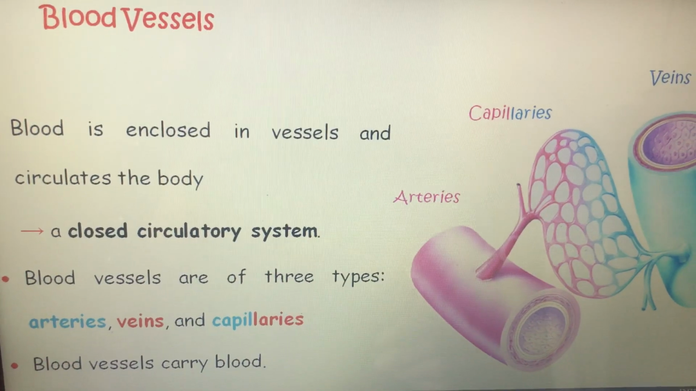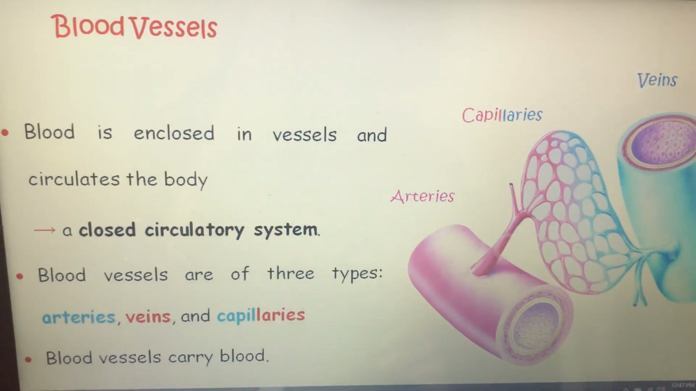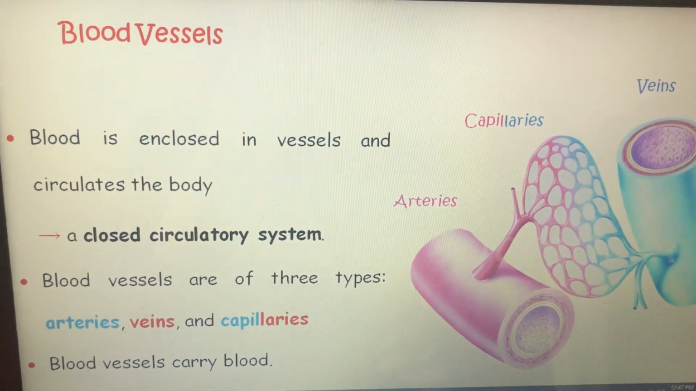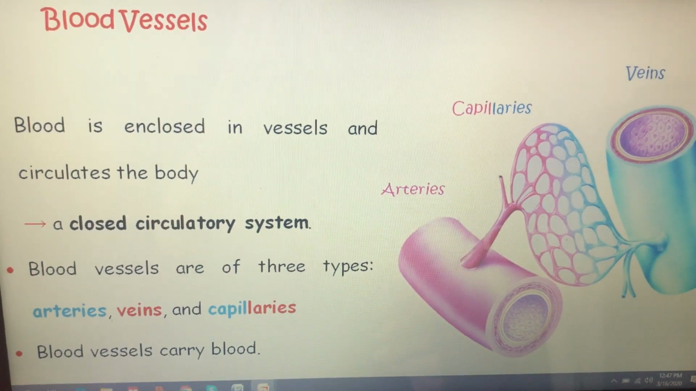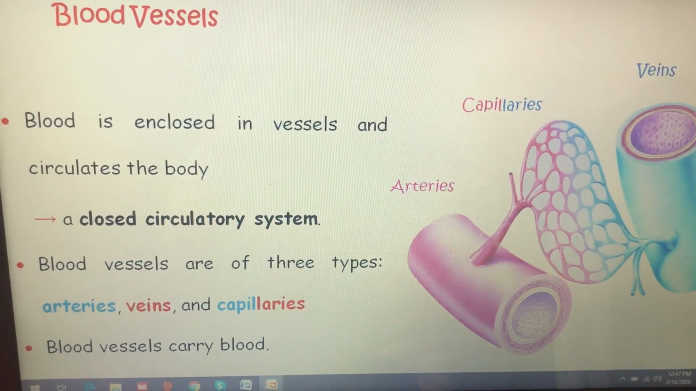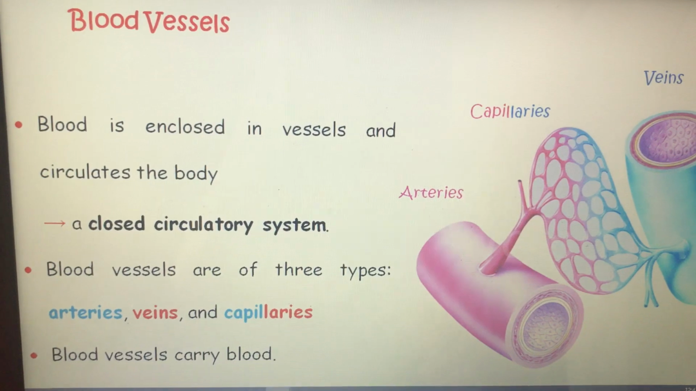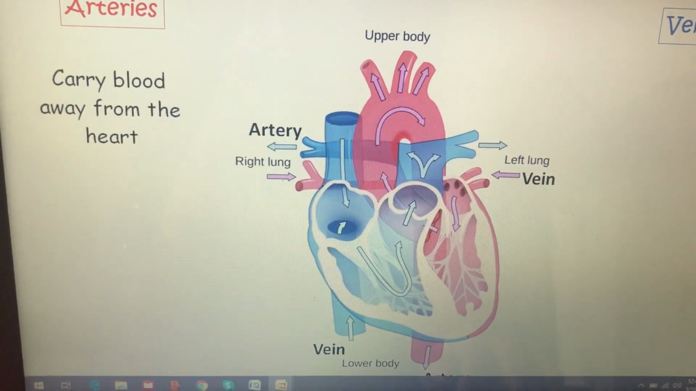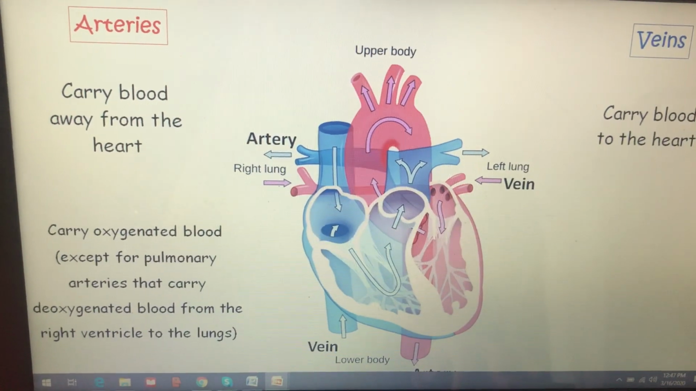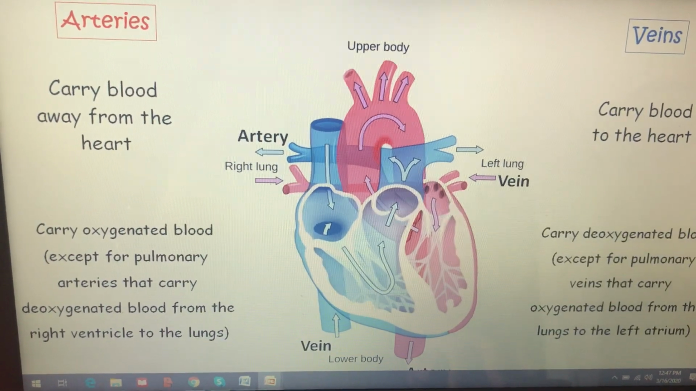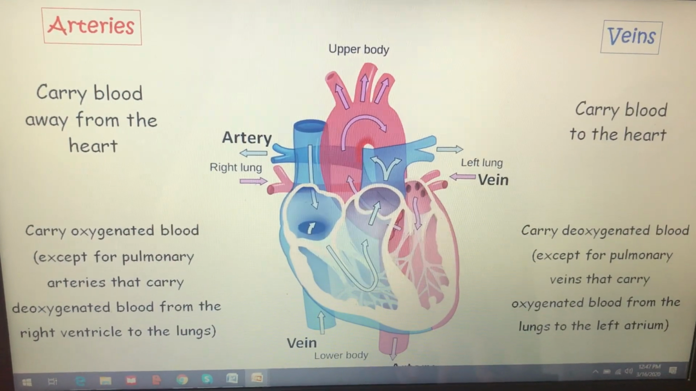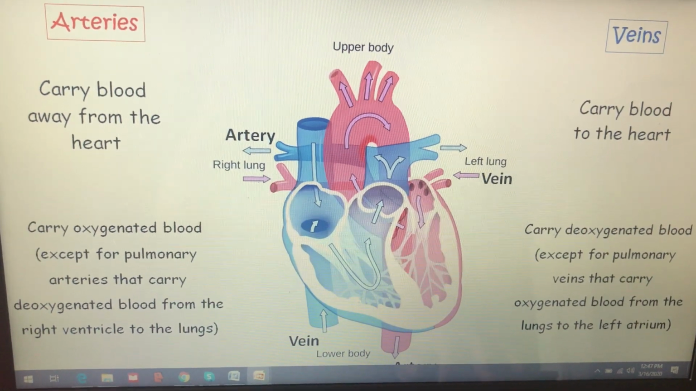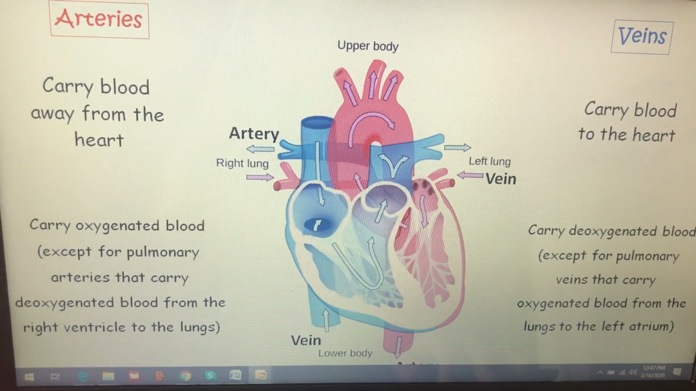Regarding the blood vessels, you know that we have three types of blood vessels in our body. Can you see in the picture that we have arteries, capillaries, and veins? Let's see what is the difference between them. So, if you take a look at arteries, you're gonna see that always arteries carry blood away from the heart, while veins carry blood to the heart. This is the first difference.